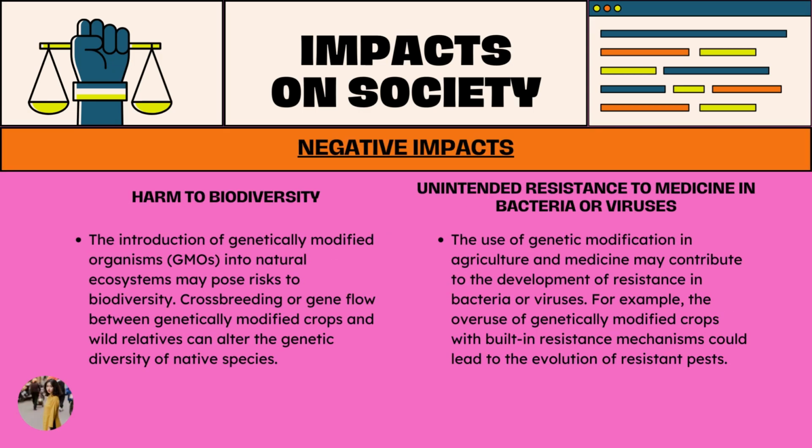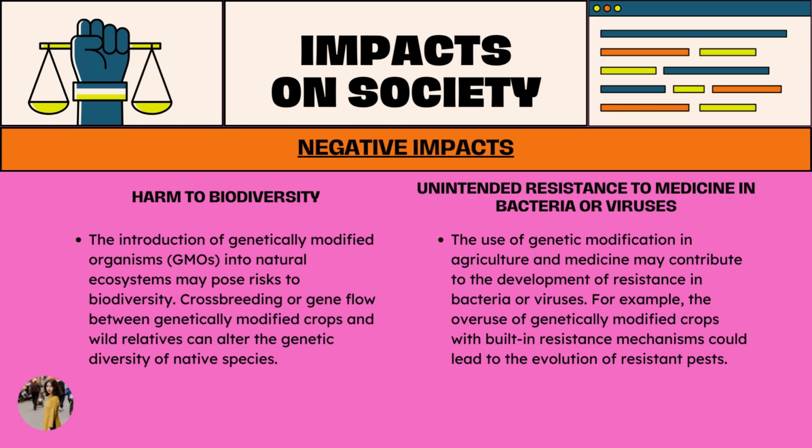So, what are the negative impacts? It can cause some harm to biodiversity. The introduction of genetically modified organisms into natural ecosystems might pose risks to biodiversity. Crossbreeding or gene flow between genetically modified crops and wild relatives can alter the genetic diversity of native species.